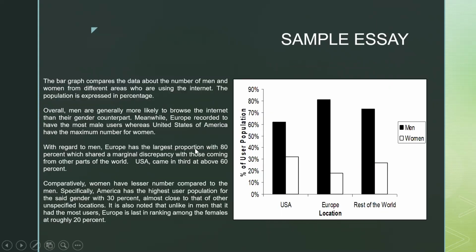Meanwhile, Europe recorded to have the most male, so on and so forth. With regard to men, this one also is a transition. By the way, when you say with regard, you don't add s. It should be singular. With regard to men, Europe has the largest proportion with 80%, sharing a marginal discrepancy. So take note, if you're going to use difference, you have to describe what kind of difference it is. USA came in third, take note of the ranking at above 60%. And then another transition: comparatively, women have blah, blah, blah.